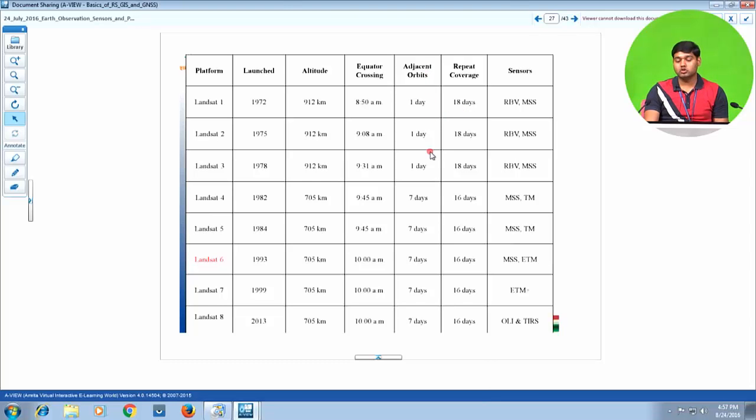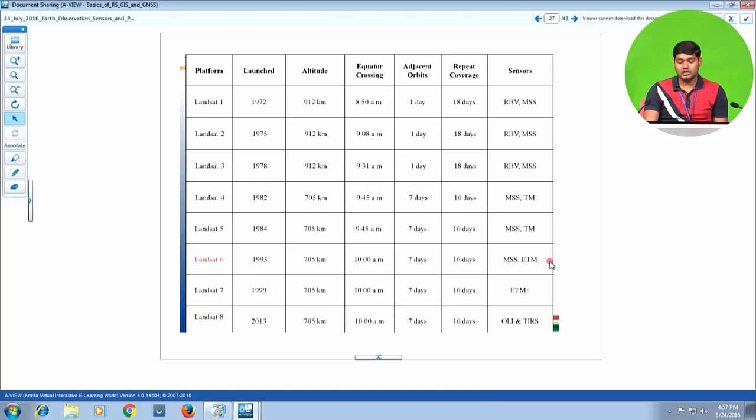So you can think that after 18 days it is able to cover the same orbital path. Then coming to adjacent orbit. Adjacent orbit is something like, suppose you made one orbital pass, and after some days it makes the nearest pass to the first orbital pass, that is called adjacent orbit. So after one day for the Landsat 1, 2, 3 satellites it makes the adjacent pass, but Landsat 4, 5, which have advancement in the sensor, that is thematic mapper also, take around 16 days for repeat coverage and 7 days for adjacent orbit. So Landsat 4, 5 have a similar configuration.